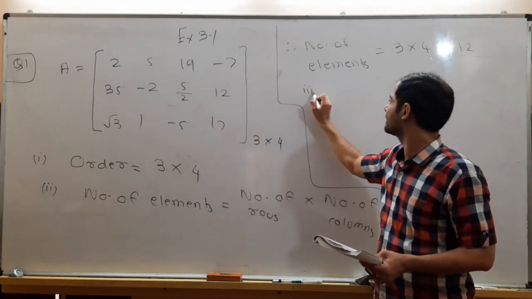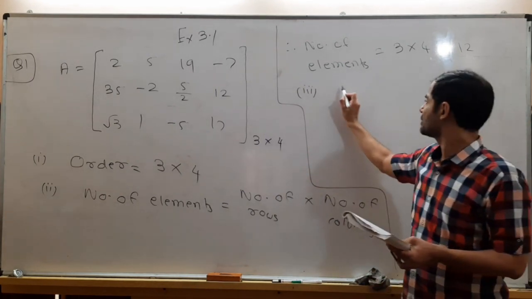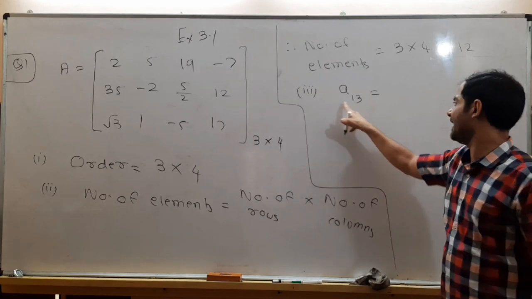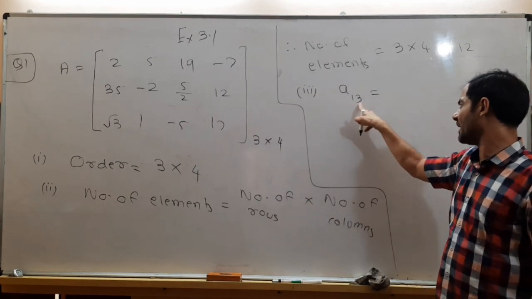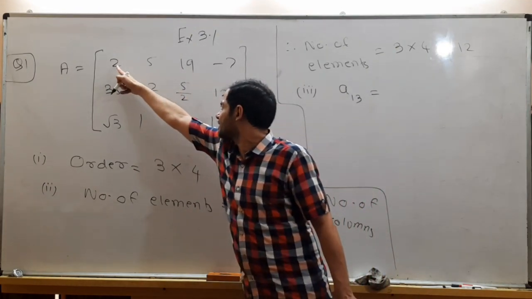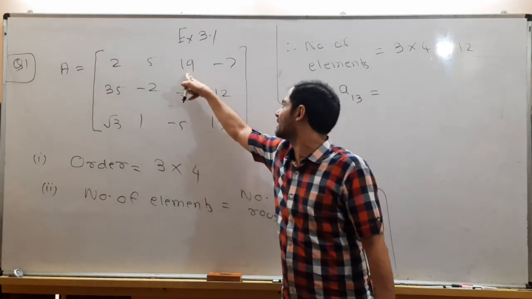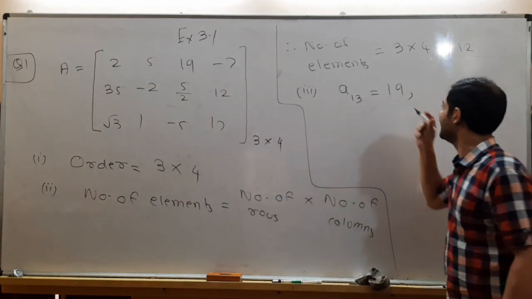And in the third part, they have asked few elements. Write the elements, they have given few. So I will write A13. The element in the first row and the third column. First row, third column. So I will search first row and third column. So A13 has to be 19.